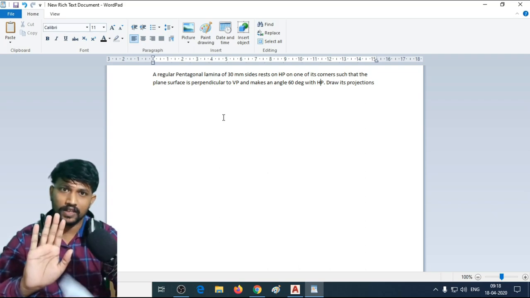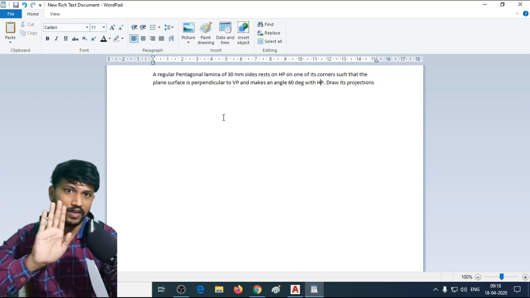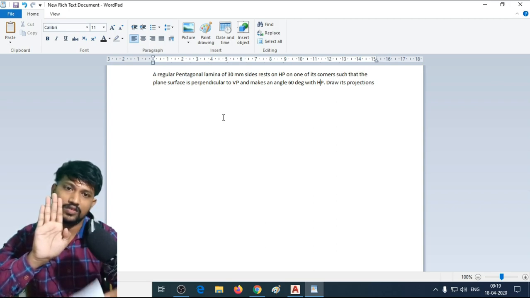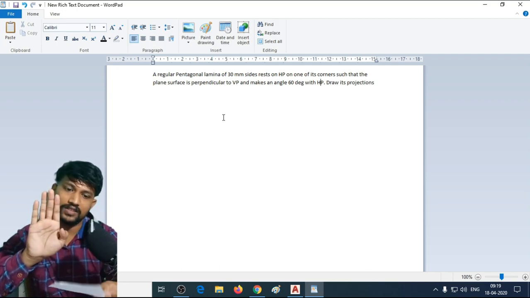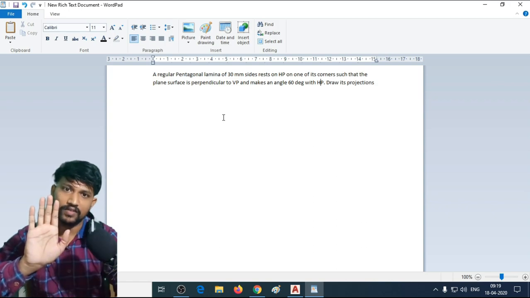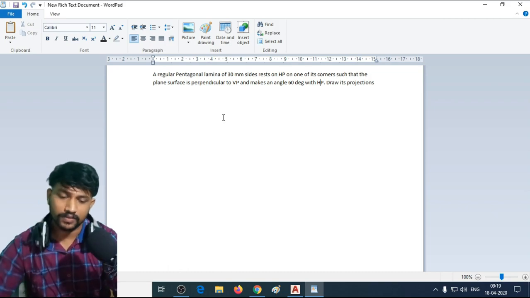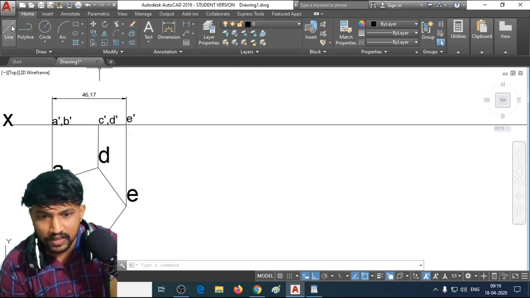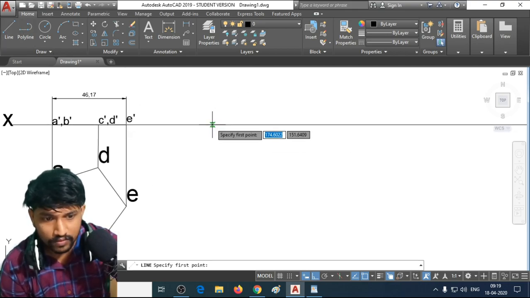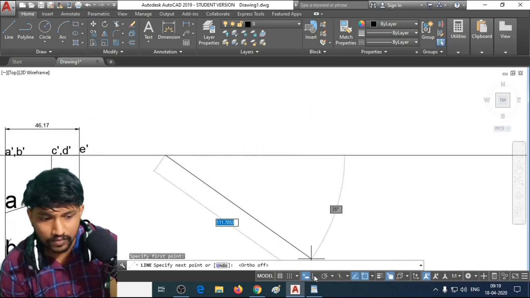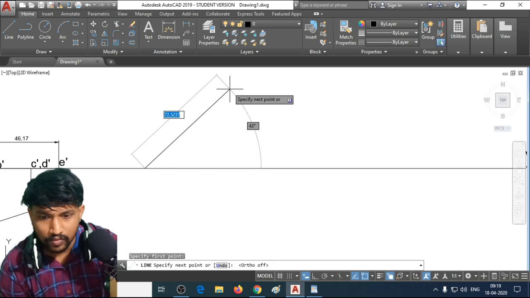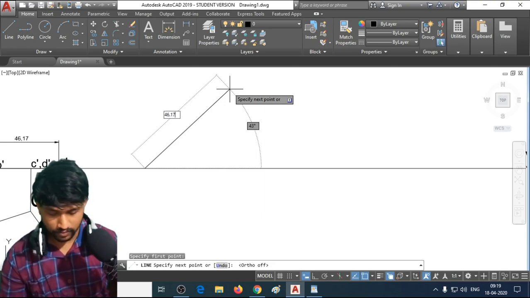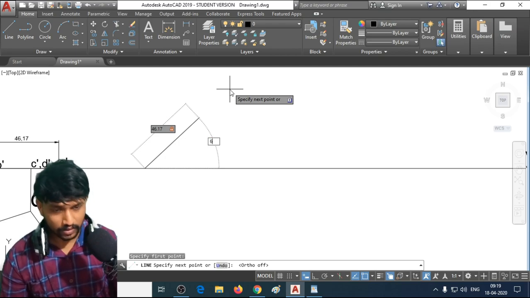With respect to the vertical plane, it has to be raised like this, then only this surface will be perpendicular to the vertical plane. Okay, we should not raise it like this. If we do so, the angle with the vertical plane is changing with respect to the angle that we are giving to the horizontal plane. So that's why we don't want that to be happening. We are lifting the pentagon in this way. So I'm going to take this dimension here, 46.17, at an inclination of 60 degrees.